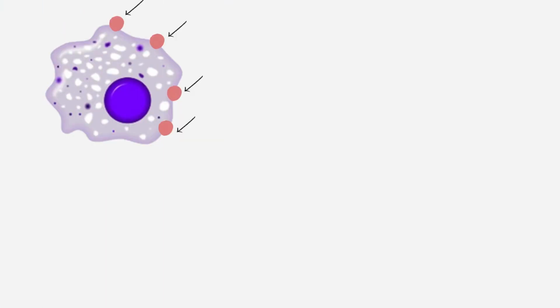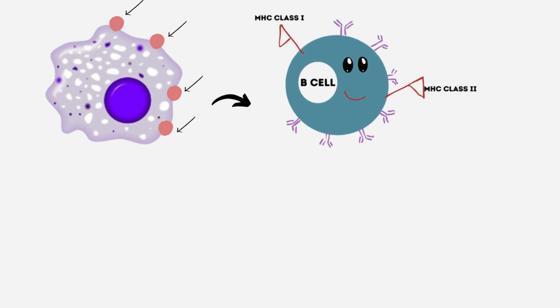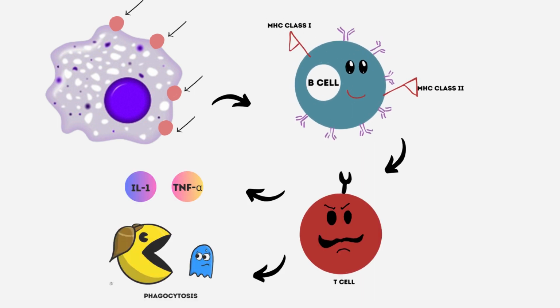Normally, AMs will take up antigens for processing and present them on major histocompatibility complex, MHC, classes 1 and 2 molecules. This activates T cells and in turn stimulates phagocytosis, macrophage-mediated killing, and the release of pro-inflammatory cytokines, TNF-alpha and IL-1. However, altered phagocytic capacity and receptor expression occur.